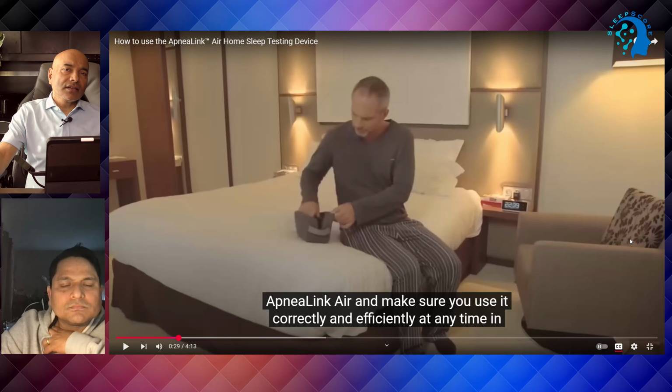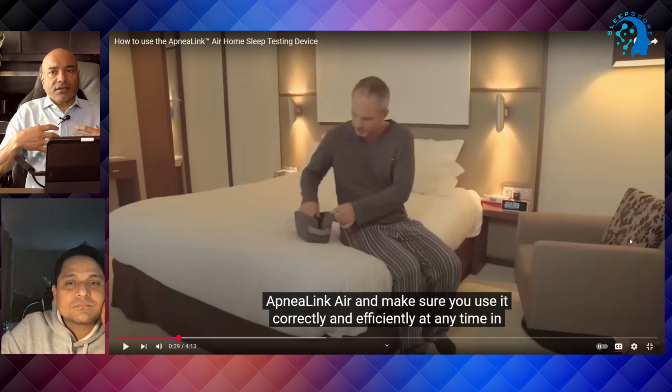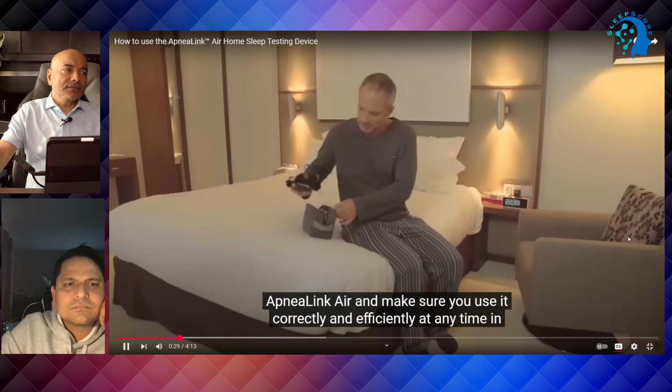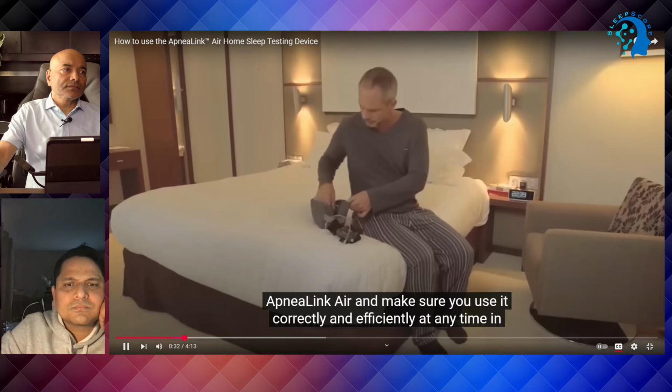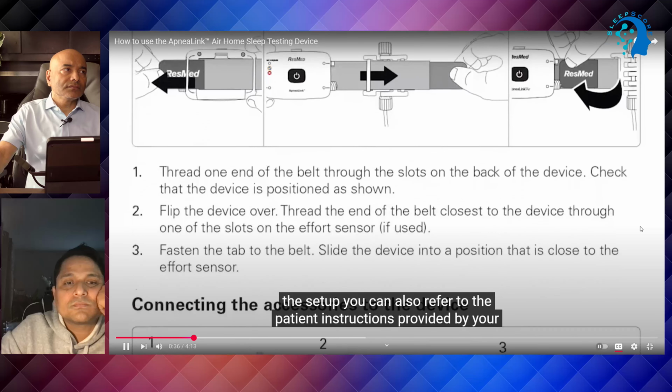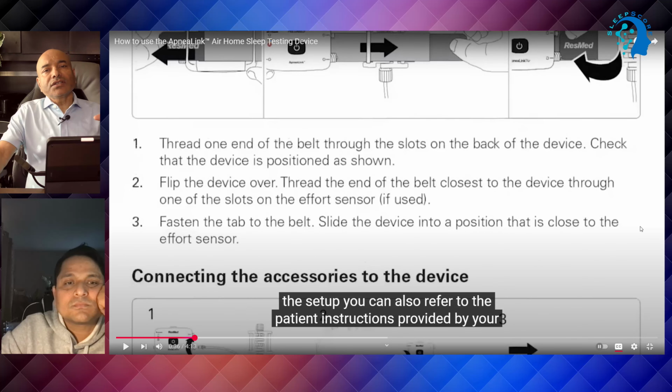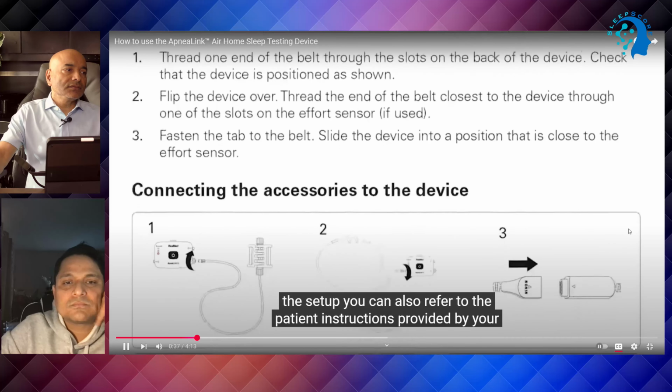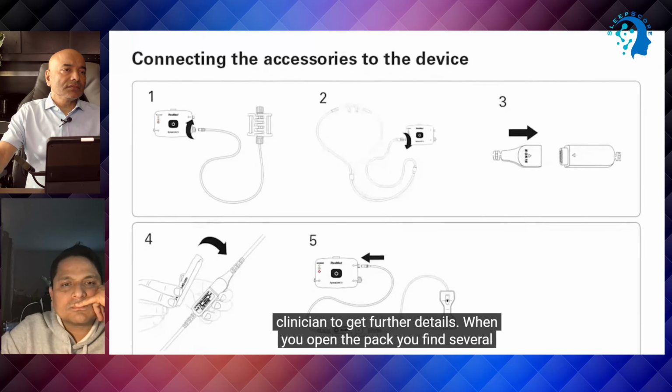So you see how this patient took the device and now he's going to use it. It is a very simple device. The instruction page is also given to the patient so that they can see and use it.